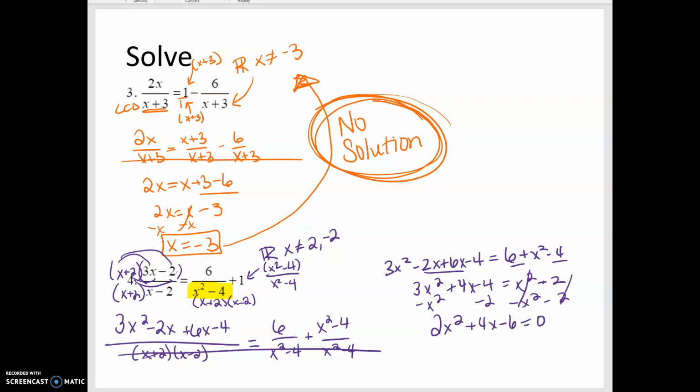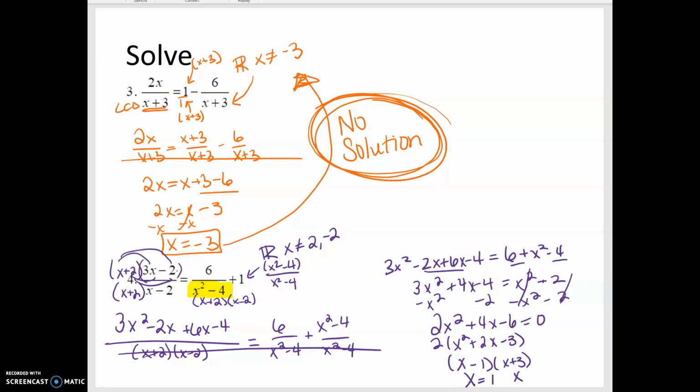Okay, I'm going to go ahead and take a 2 out of this to make it a little bit easier for me to factor, because then I know that's going to factor into x minus 1 and x plus 3. So x should be 1 and negative 3. Now I'm going to double check both of those that they're not part of this domain restriction. They are not, so I am good.